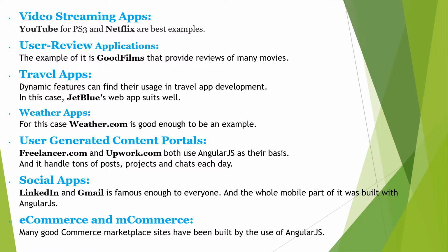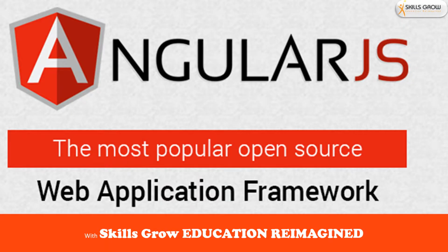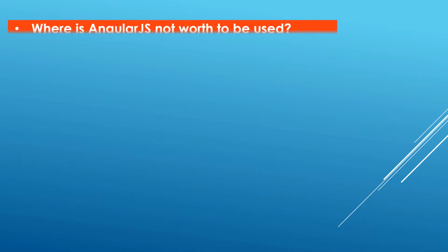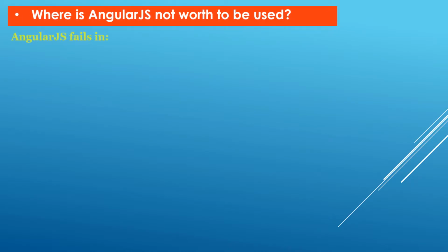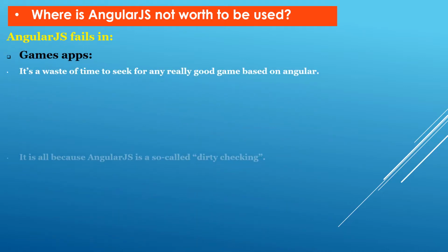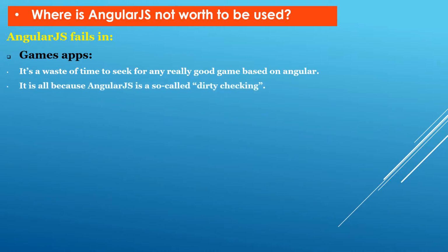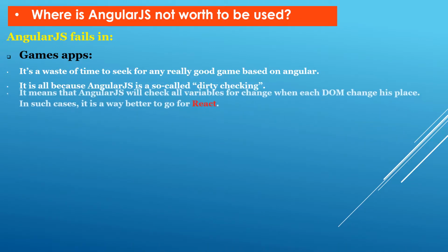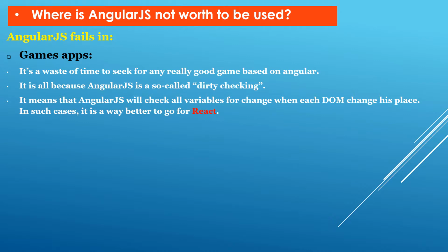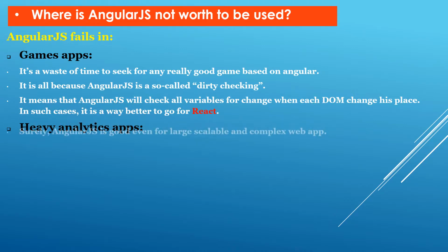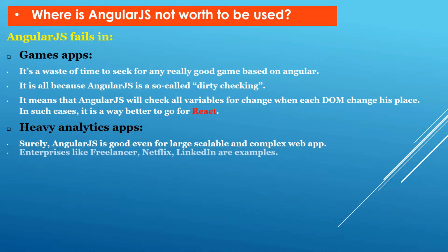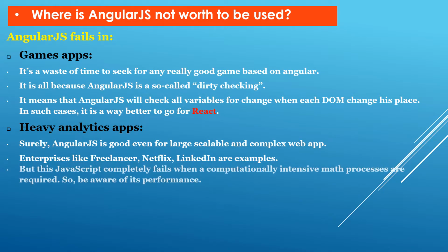Now we have known about the pros of using Angular JavaScript. Let us look into the disadvantages where Angular JavaScript is not worth using. Angular JavaScript fails in games applications. It is a waste of time to seek any really good games based on Angular. It is all because Angular JavaScript does so-called dirty checking. That means Angular JavaScript will check all variables for change when each DOM changes its place. React.js works better for this purpose. And in heavy analytics applications, Angular JavaScript completely fails when intensive math processes are required. Its performance falls at this issue.